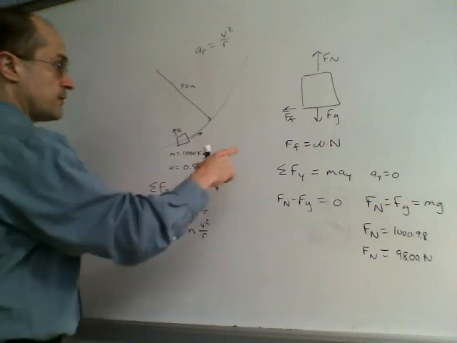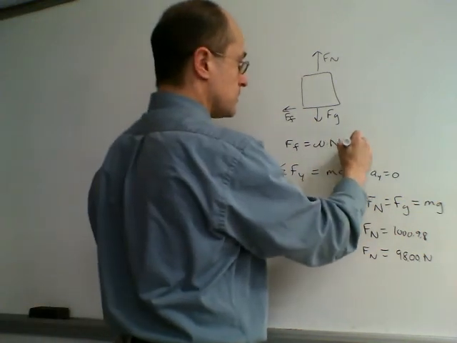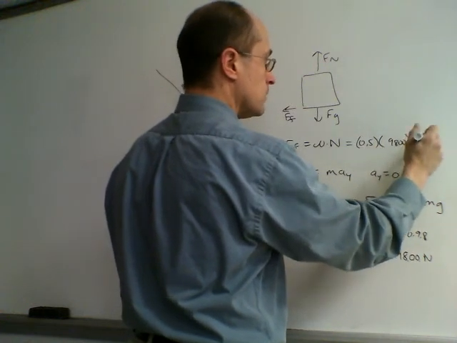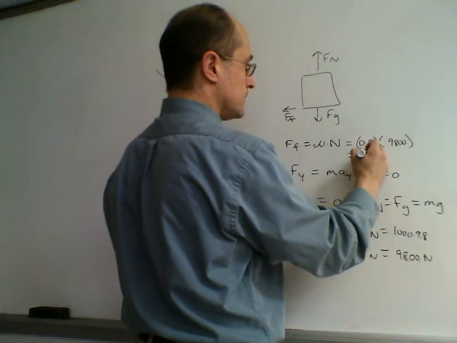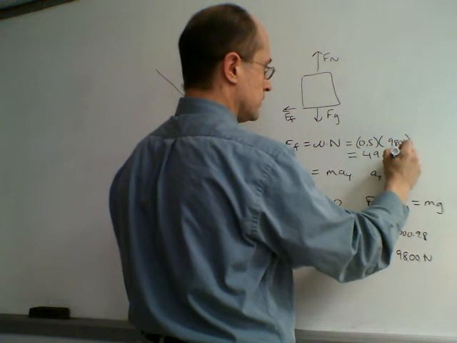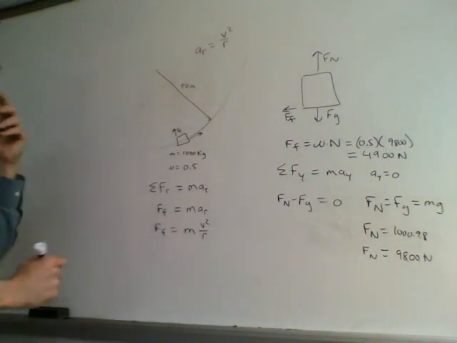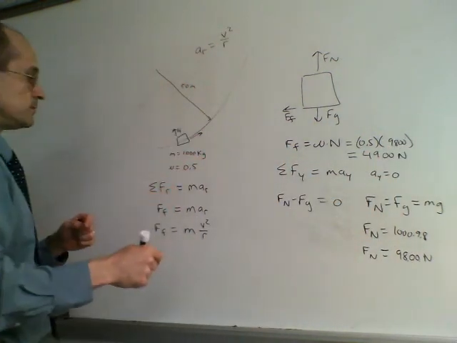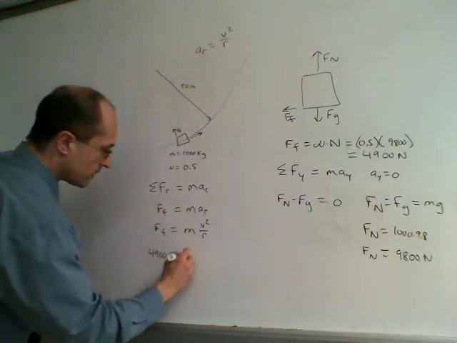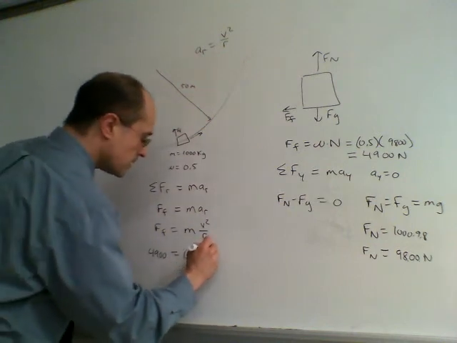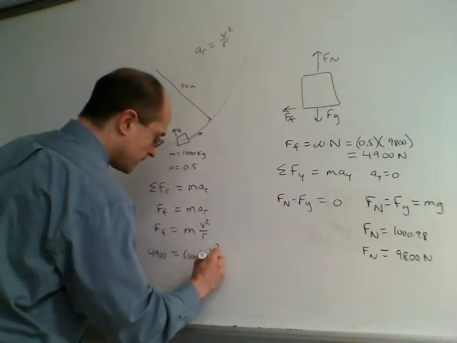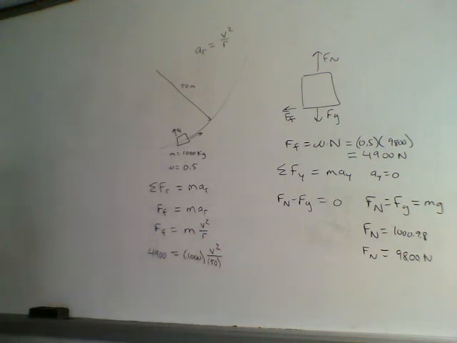The force of friction is mu times the normal, which is 0.5 times our 9,800 newtons from the normal. So the frictional force is then going to be 4,900 newtons. We have our frictional force of 4,900 newtons, so we put our 4,900 newtons in here. We plug in our mass of 1,000 kilograms. We're solving for v squared, so we know the speed we're allowed to take. And we plug in our radius of the turn of 50 meters.